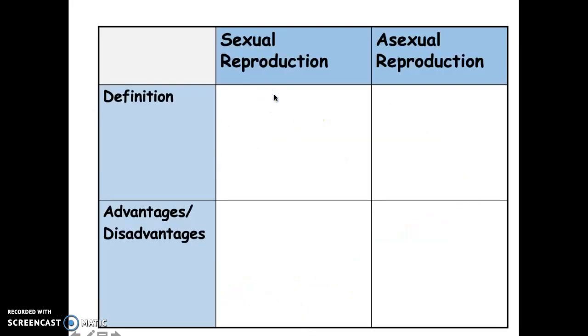So let's talk a little bit about some positive things and some negative things of sexual and asexual reproduction. You don't have to write this information down, by the way. I just want to make sure that we cover some of it. So let's talk about sexual reproduction. It is whenever we involve sex cells and fertilization. Remember that this involves meiosis.